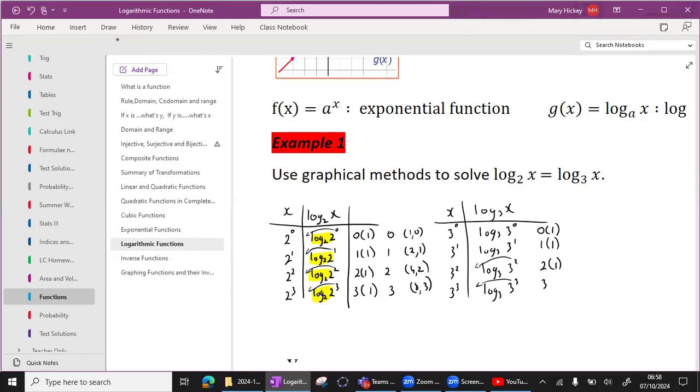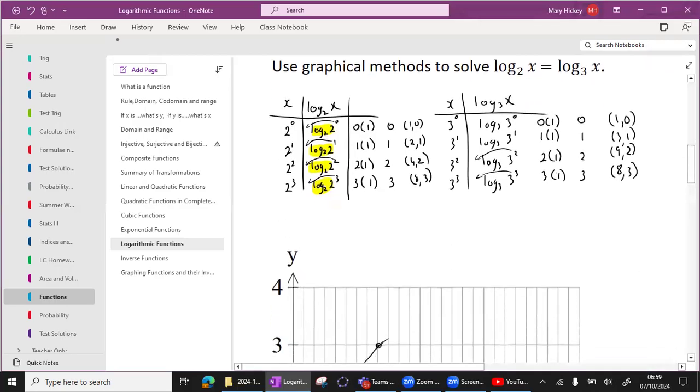3 to the front, matching log and base is 1. So 0, 1, 2, and 3. And then I put my domain and so I put my inputs and my outputs together. 3 to the power of 0 is 1, so 1, 0. 3 to the power of 1 is 3, so 3, 1. 3 squared is 9, 9, 2. And then 3 cubed is 8, 3.